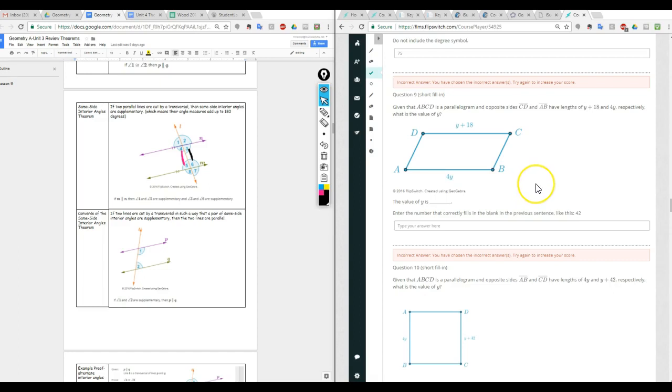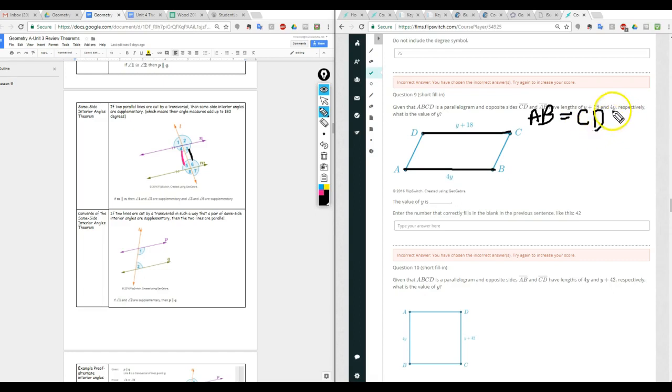Alright, so the first question is, what angle or sides did they give us? They gave us CD and AB with the measures of y plus 18 and 4y. And then, how are they related? They're opposite sides of a parallelogram. Parallelograms have opposite congruent sides. So that means AB's side length equals CD. So we know that AB equals CD.